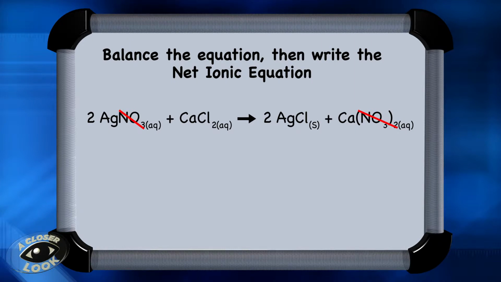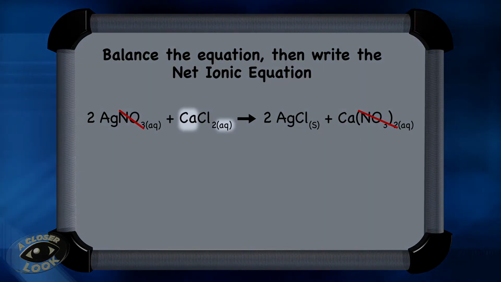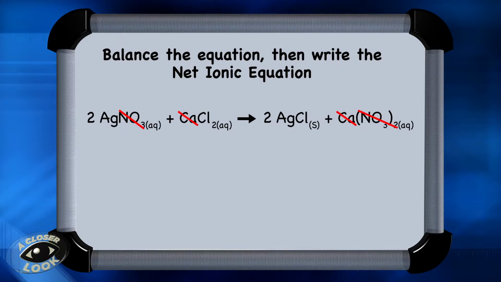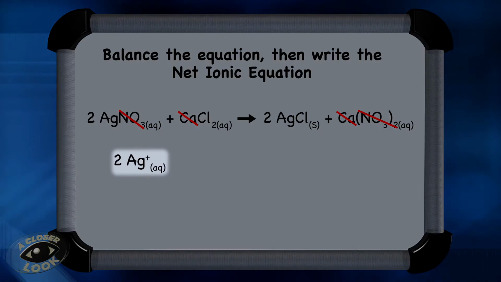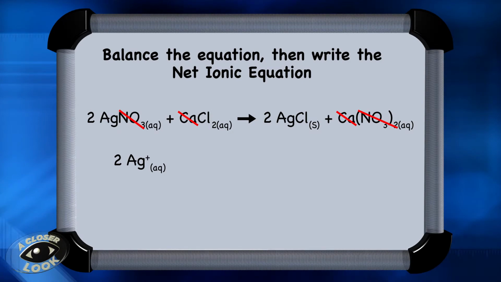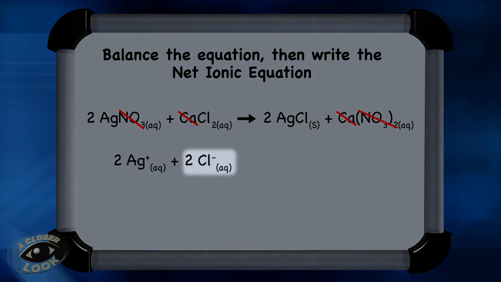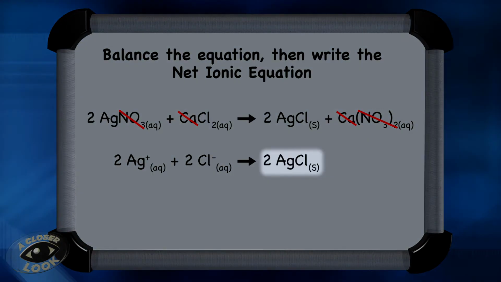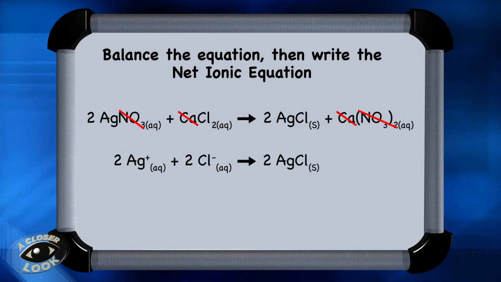Another ion that is aqueous on both sides of the equation is calcium. It's aqueous before and after the reaction. You can eliminate calcium as well, since it is another spectator ion. What you're left with is the net ionic equation. There are 2 silver ions, and they are aqueous on the reactant side. There are 2 aqueous chloride ions on the reactant side, so write those in. And those combine to form 2 units of silver chloride, and that is the precipitate in the reaction.